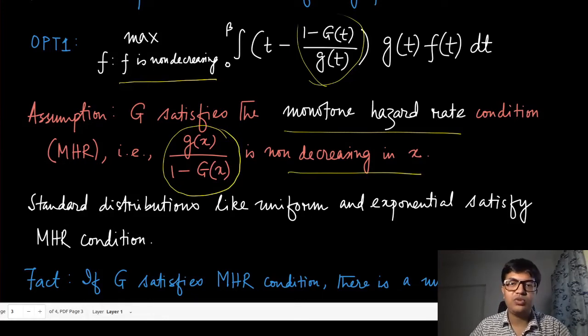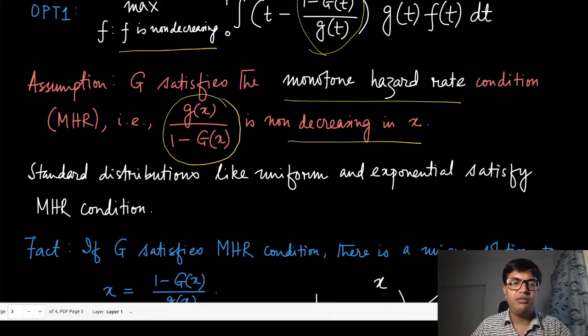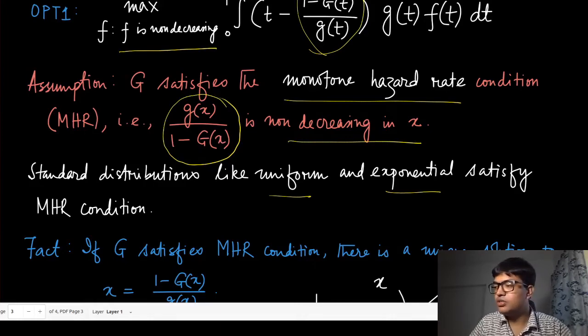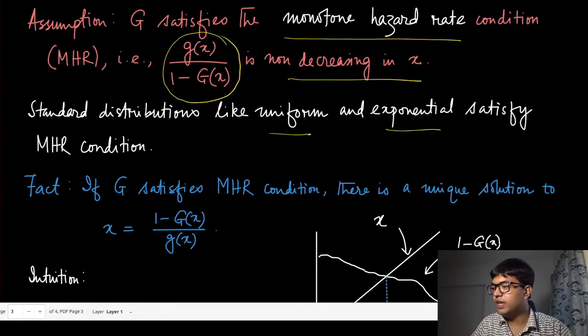So that is the monotone hazard rate condition, and this is not an arbitrary condition that we are imposing. Various standard distributions like the uniform distribution and the exponential distribution satisfy this condition, and for those kinds of distributions or priors, we can use the fact that this quantity is non-decreasing. So how can we make use of this fact? What advantage does it give?